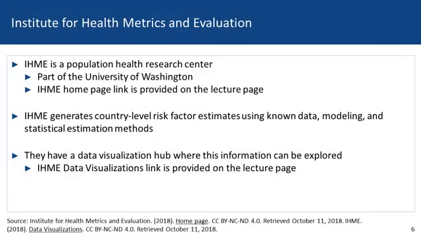The Institute for Health Metrics and Evaluation is a population health research center that is part of the University of Washington in the United States. The link to their website is provided on the lecture page. The IHME generates country-level risk factor estimates using known data, modeling, and statistical estimation methods. They have a data visualization hub where this information can be explored. The link to that hub is also provided on your lecture page.